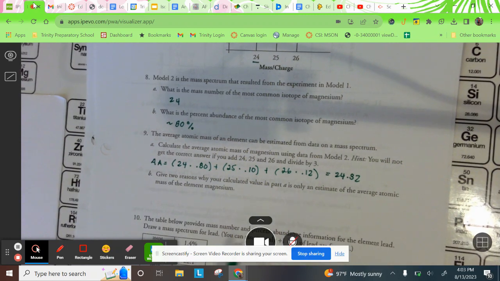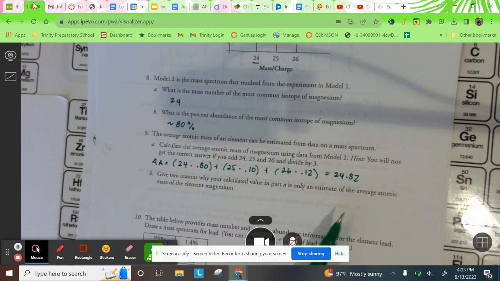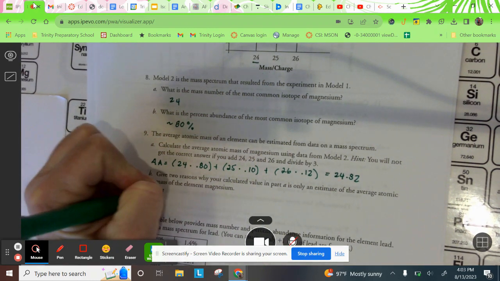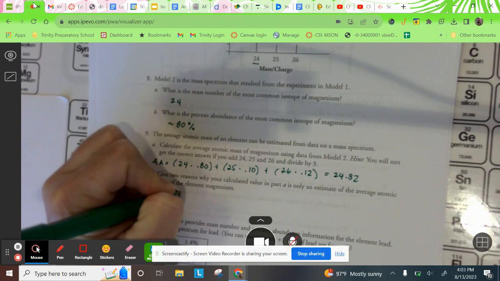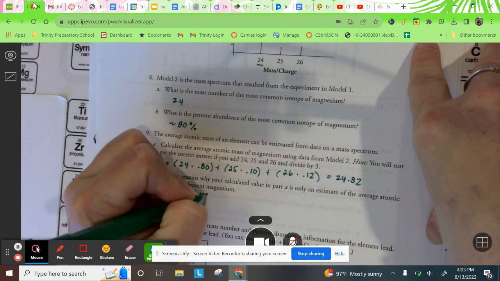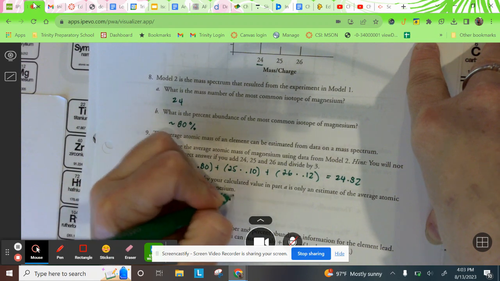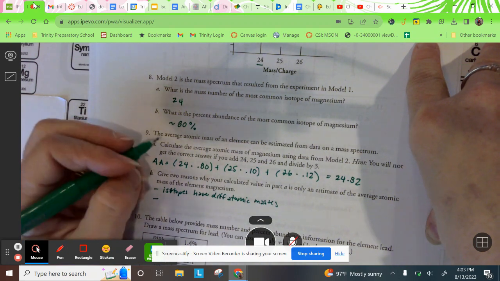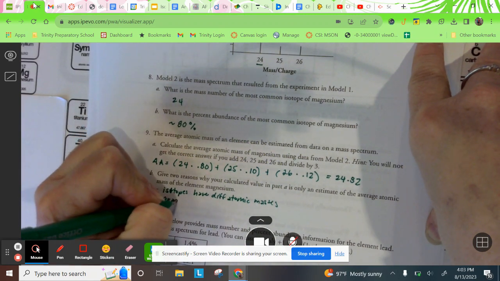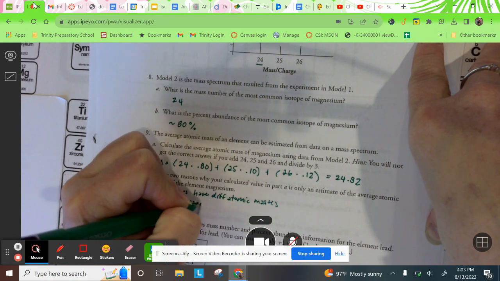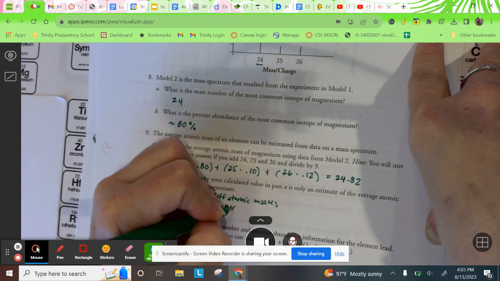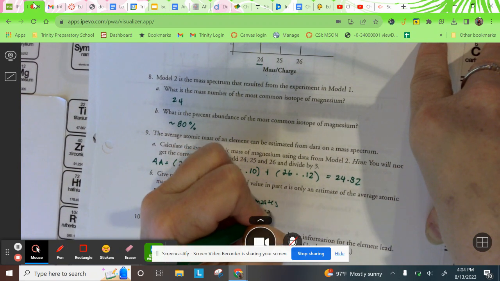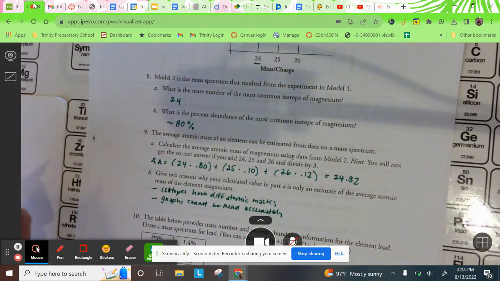Okay, give 2 reasons why your calculated value in part A is only an estimate of the average atomic mass of the element of magnesium. So one is the isotopes have different atomic masses. And the next one is that these graphs cannot be read accurately, because it's very hard to tell specifically what the number is.